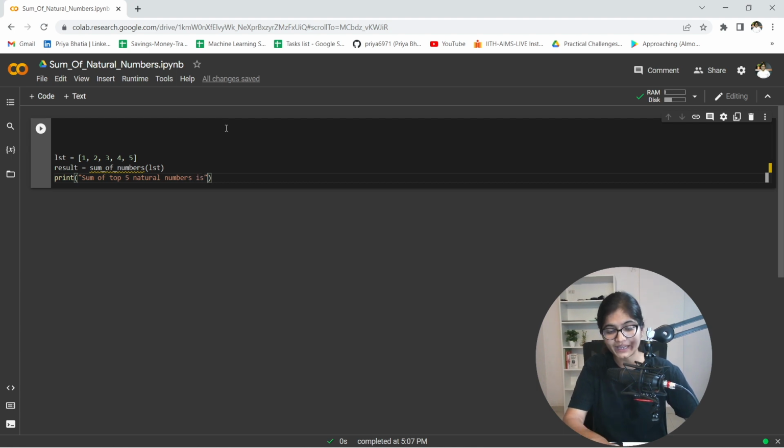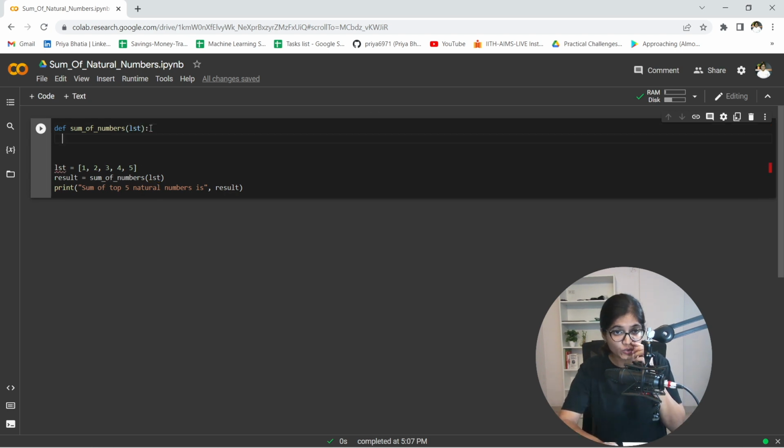Now here we can simply print the result. Now we need to define this method. We can say def, and here we write the list that we are using. Okay. Now we can do one for loop.